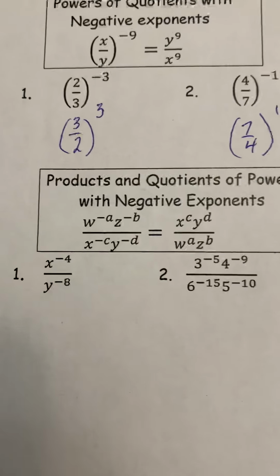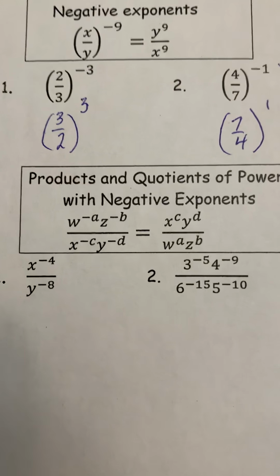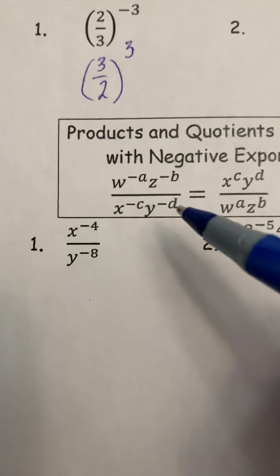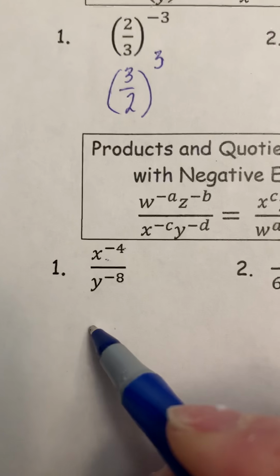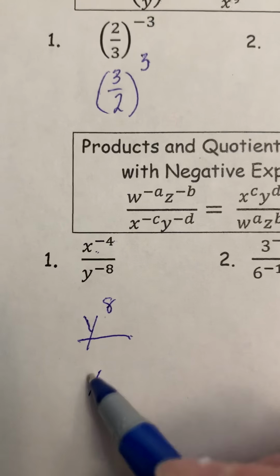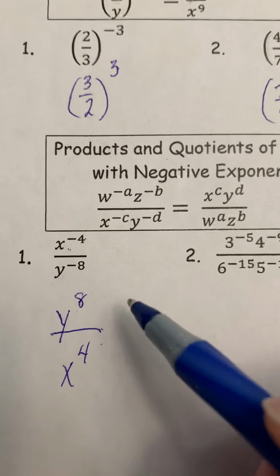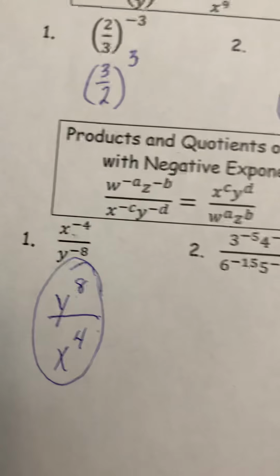Okay, so now we're going to roll it all together. Okay, we've got products and quotients of powers with negative exponents. So what we're going to do is we're always going to take care of the negative exponents. So here, if we just flip this, bring the y to the top, it becomes a positive exponent, x becomes positive when we move it to the denominator. There's nothing we can do there. We don't know what the values are for x and y, so we're done there.